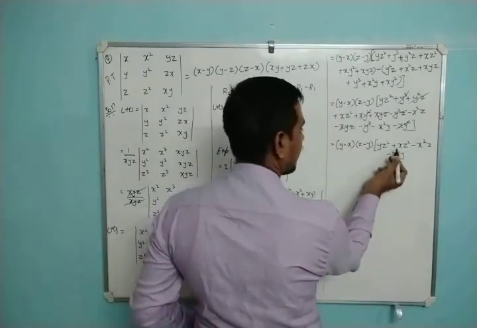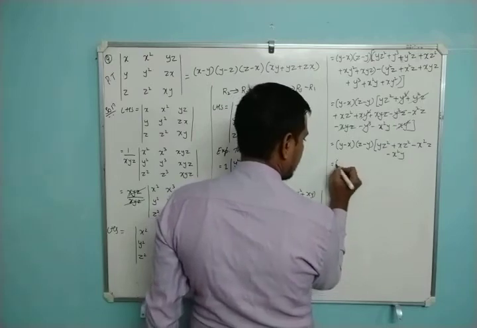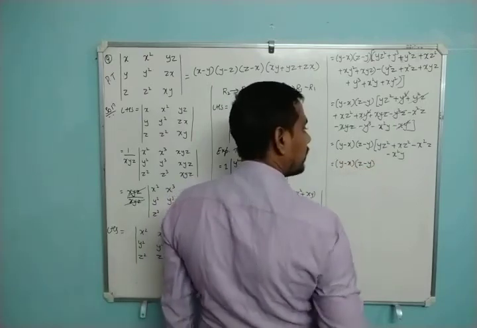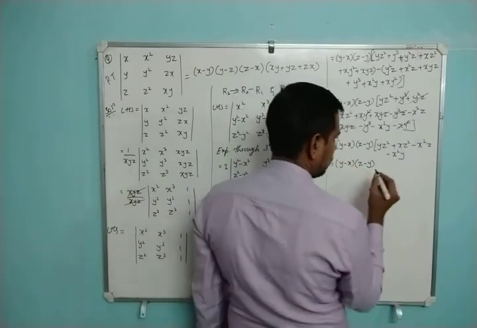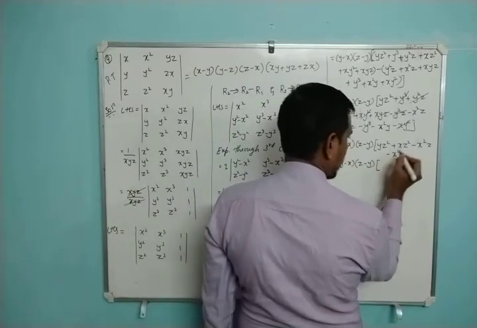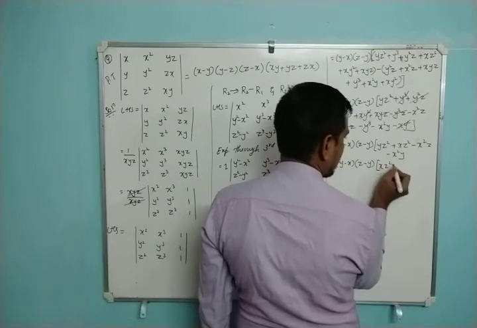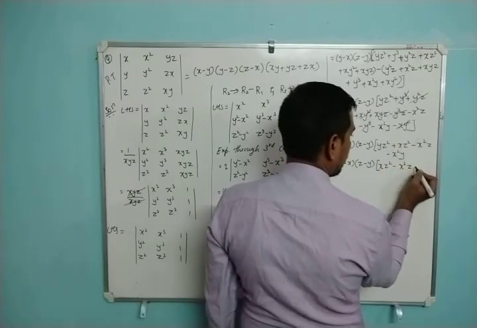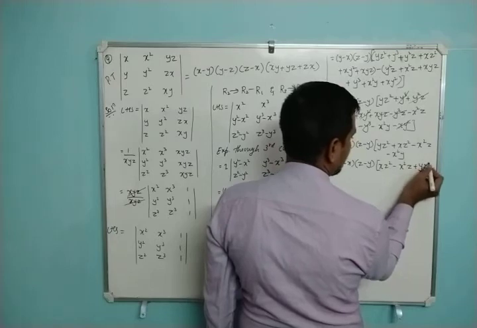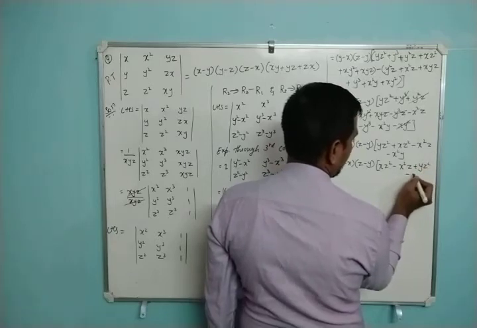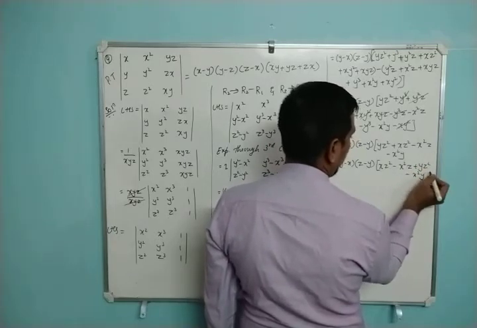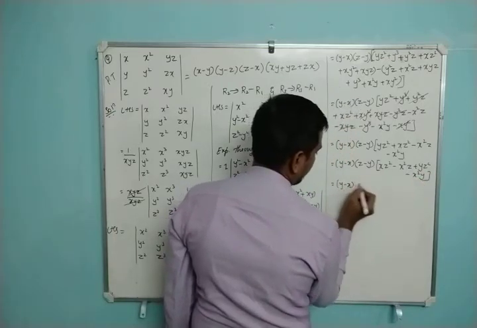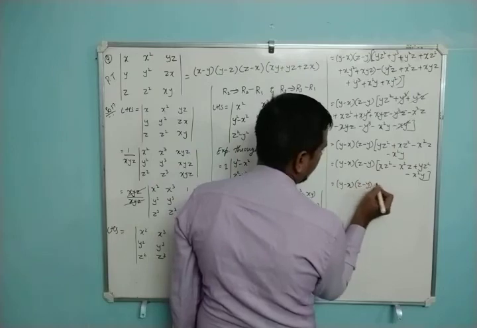Now I can take y minus x into z minus y. Okay, I will write this: xz square minus x square z plus yz square minus x square y. Okay, y minus x into z minus y.